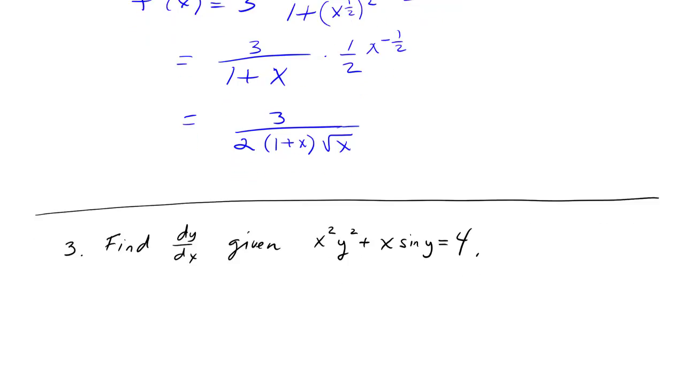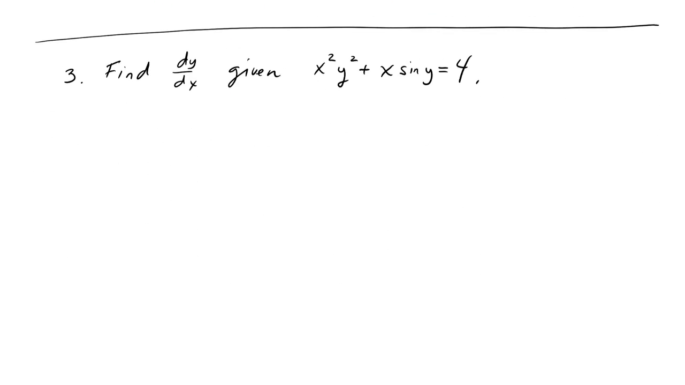All right, let's go on. Find dy dx given x squared y squared plus x sine y equals 4. Okay, so we want a derivative. We still want dy dx. The difference is that because of the y being in there, the y is implicitly defined, so we're going to have to use implicit differentiation.